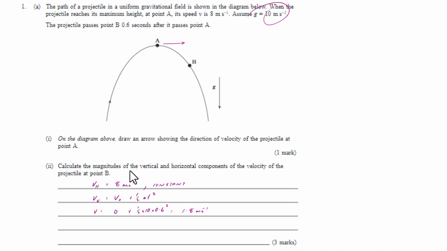Well, we don't need to work out the 8 meters per second there because horizontal velocity is constant throughout the projectile motion path. However, it starts from 0 here and falls down to B, so vertical velocity is equal to initial vertical velocity plus a half AT. Initial velocity is 0, substitute your other values, grab a calculator, and you end up with 1.8.